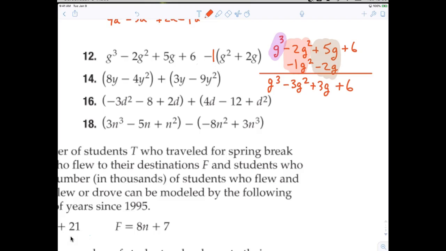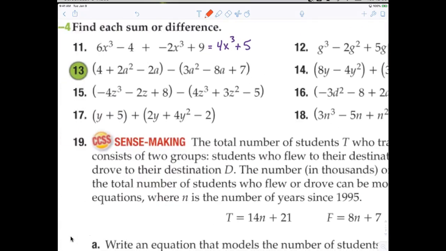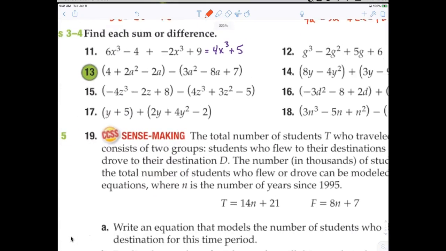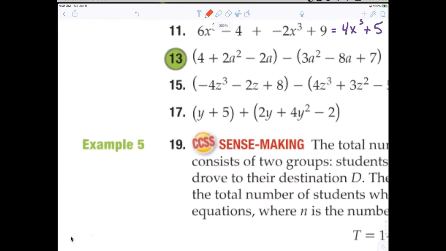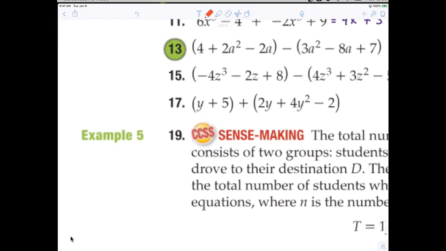All right? Now, that was 12. Let's take a look at 13. Now, I'm going to put 13 right over here on the side. Here's how I want you to do it. On your paper, write it in standard form. So if I write the first one in standard form, somebody tell me what that would be. 2a squared minus 2a plus 4. Beautiful. That's how it is written in standard form.